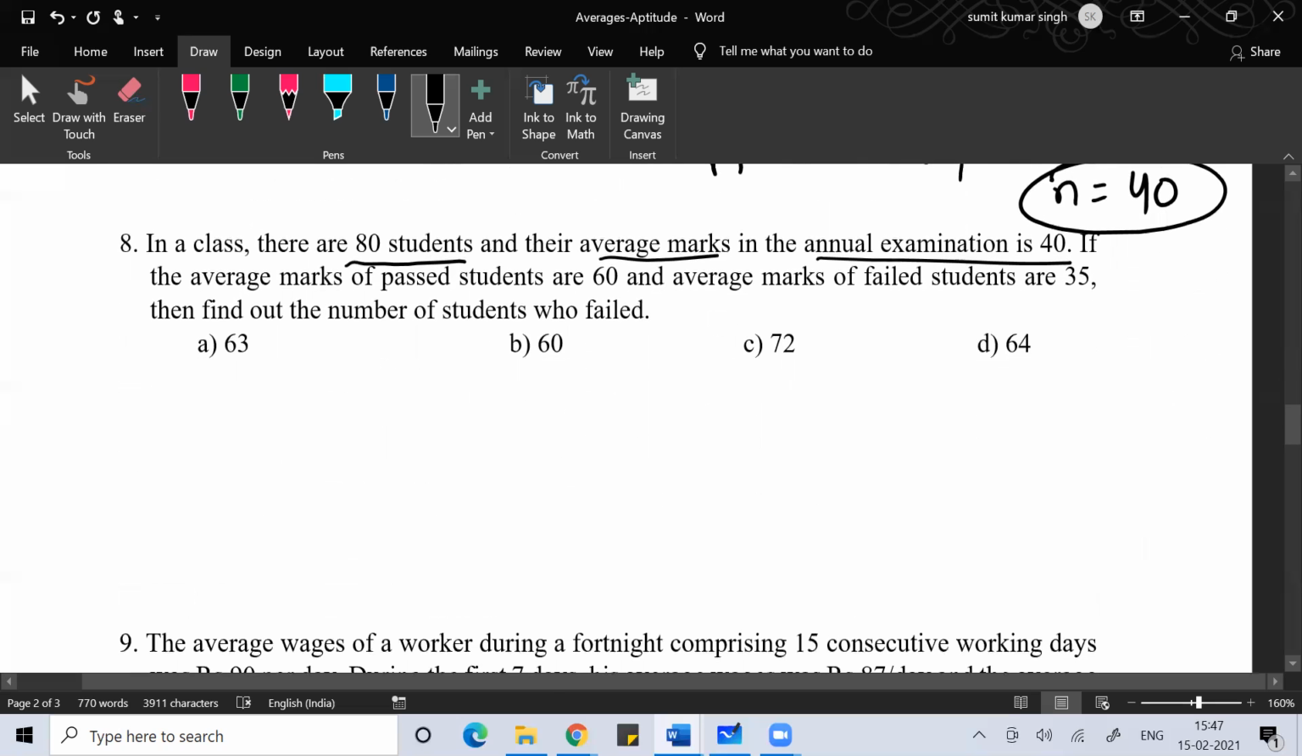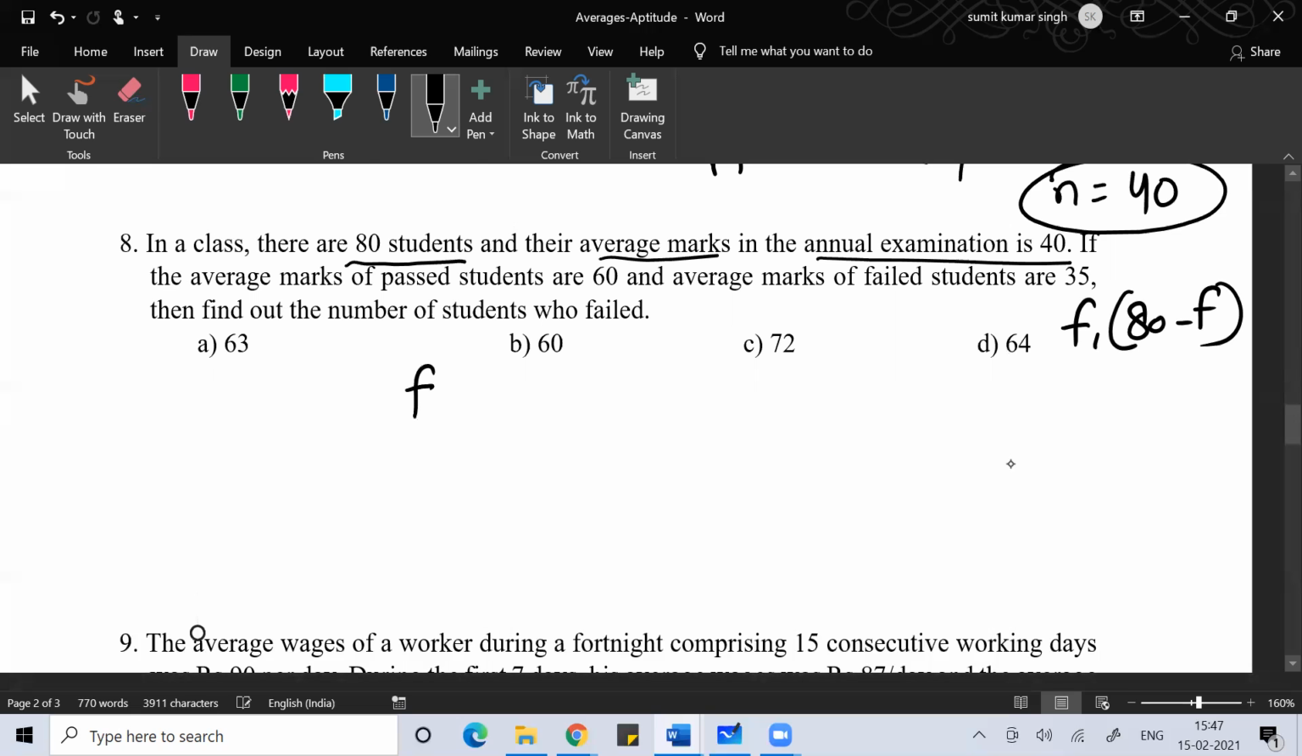So this kind of question, you can see that. Let the number of students who have failed be f. So the number of students who pass will be 80 minus f. I hope you understand it. The average of failed students is 35, and the average of passed students is 60.